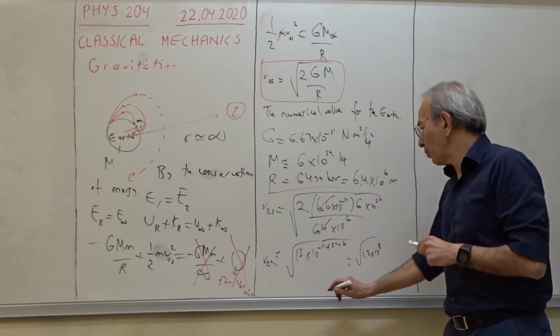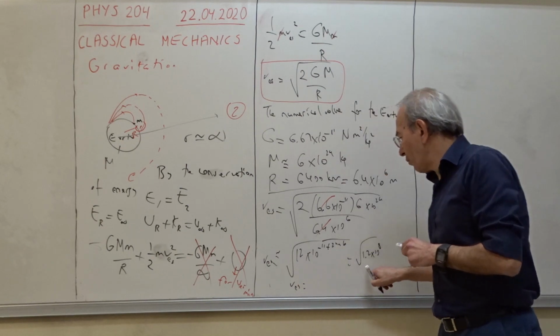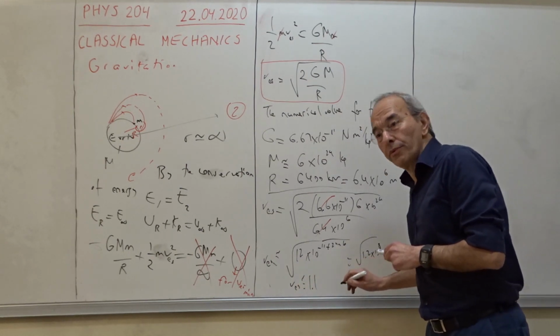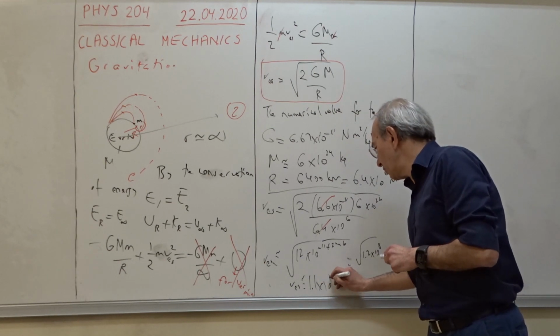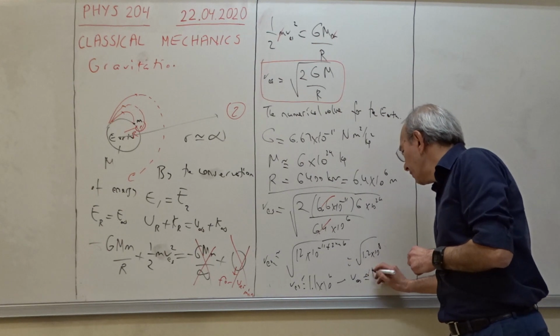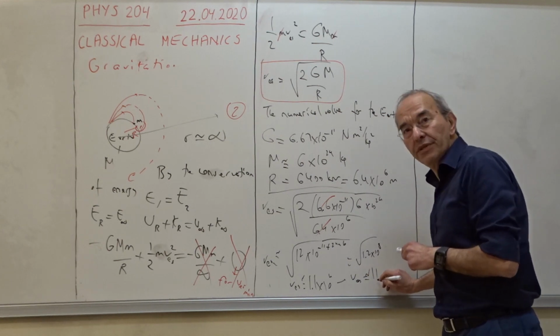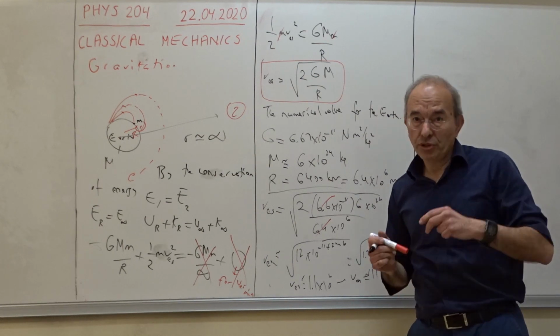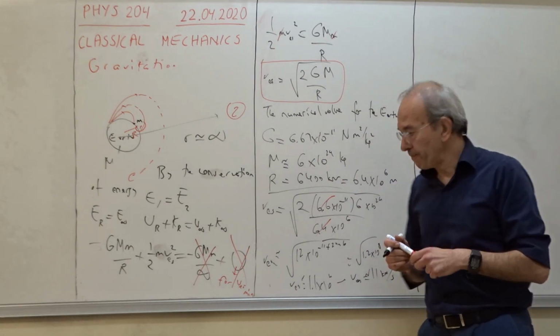So the result is approximately, V escape is 1.1 times 10 to the 4. In other words, V escape is roughly 11 kilometers per second. So it's a very high velocity.